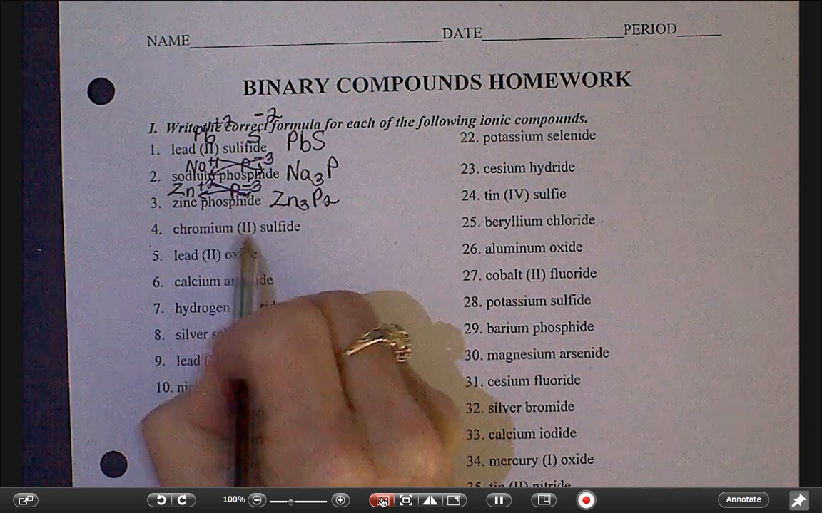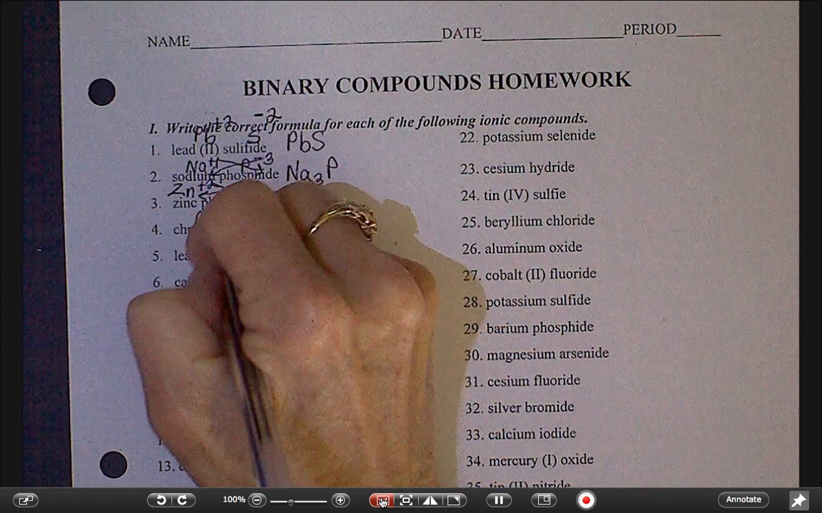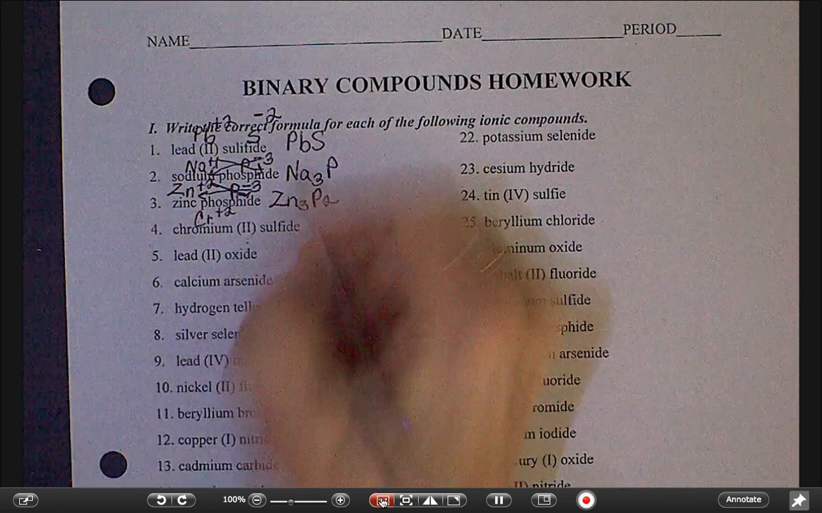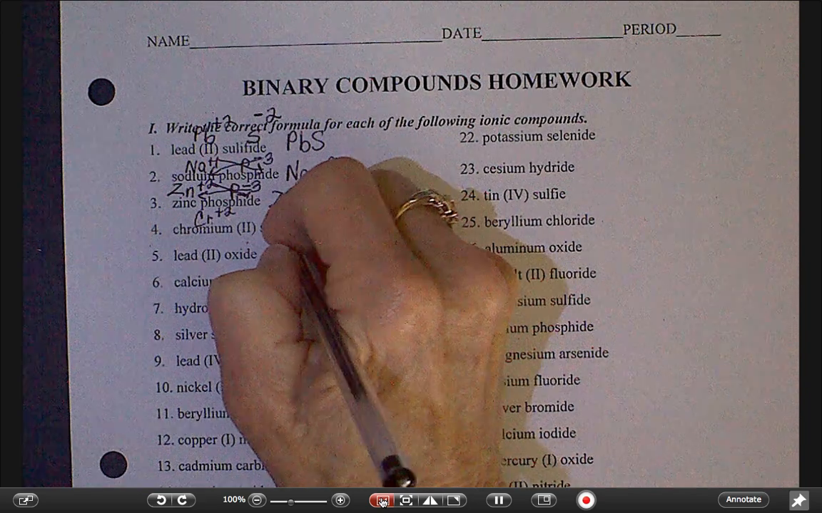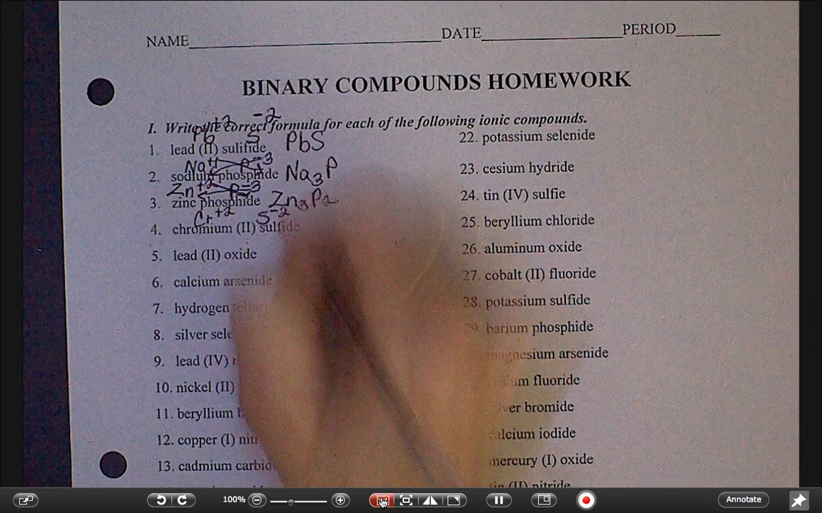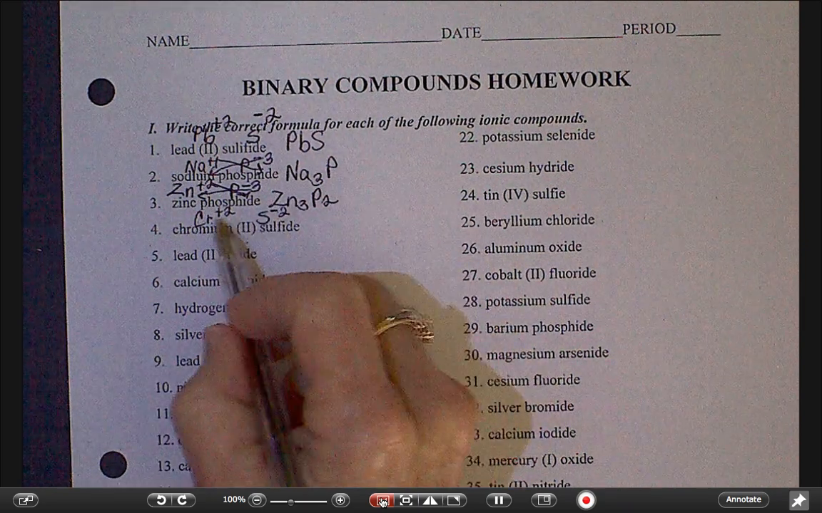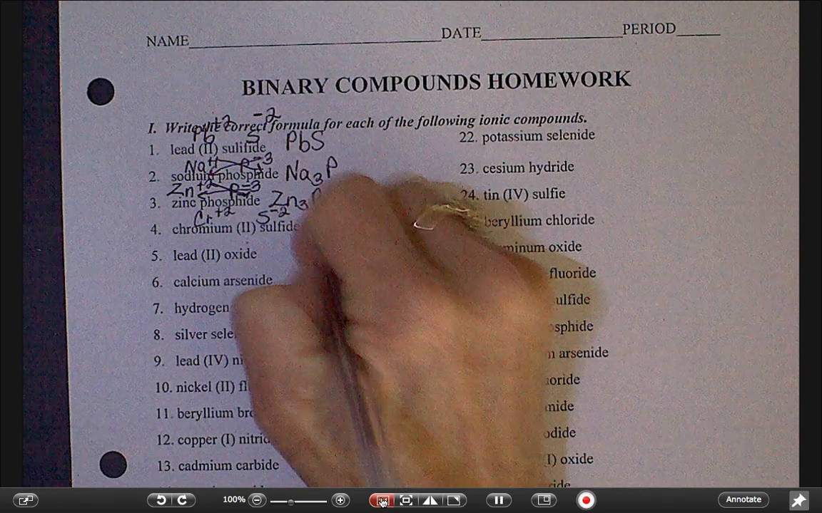Chromium is a transition metal. Cr +2. Sulfur is in what group? So it's S minus what? S minus 2. Is it a 1-to-1? So what's the formula? CrS.